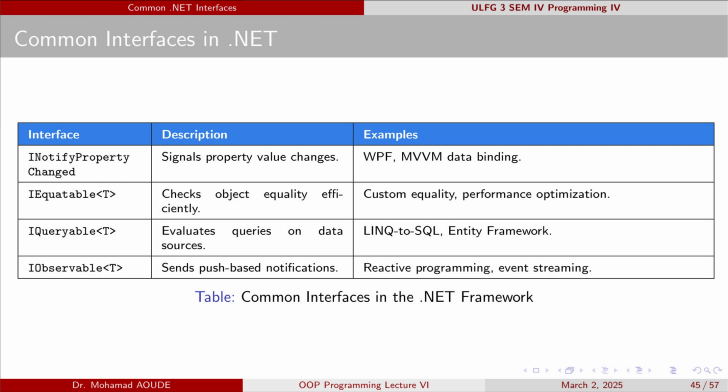INotifyPropertyChanged allows objects to notify clients, typically binding clients, that a property value has changed, which is essential for UI updates. IEquatable<T> provides a method for determining equality between instances of a type, enabling efficient comparisons in collections and LINQ queries. IQueryable<T> represents a collection that can be queried using LINQ, enabling dynamic query generation and execution against data sources. IObservable<T> defines a provider of push-based notifications, facilitating the creation of asynchronous streams and reactive programming patterns.